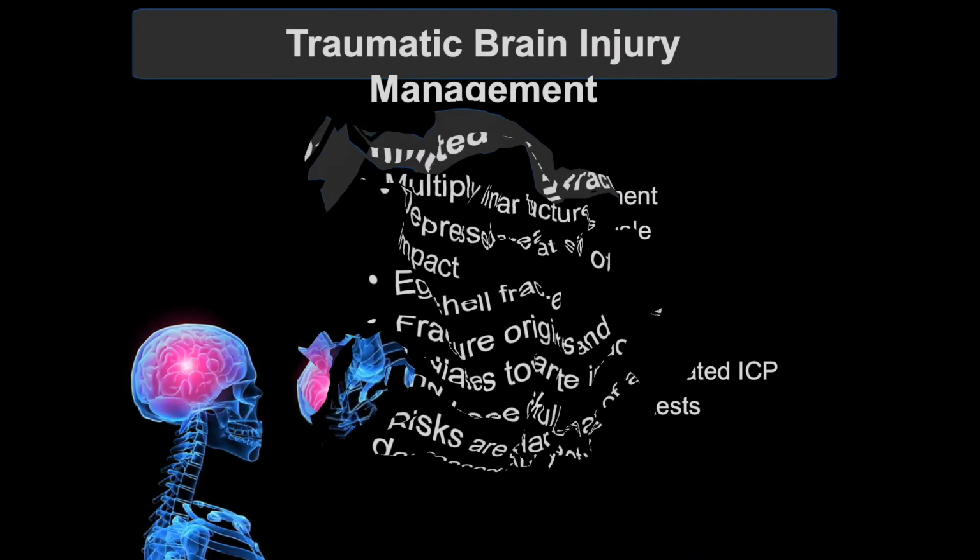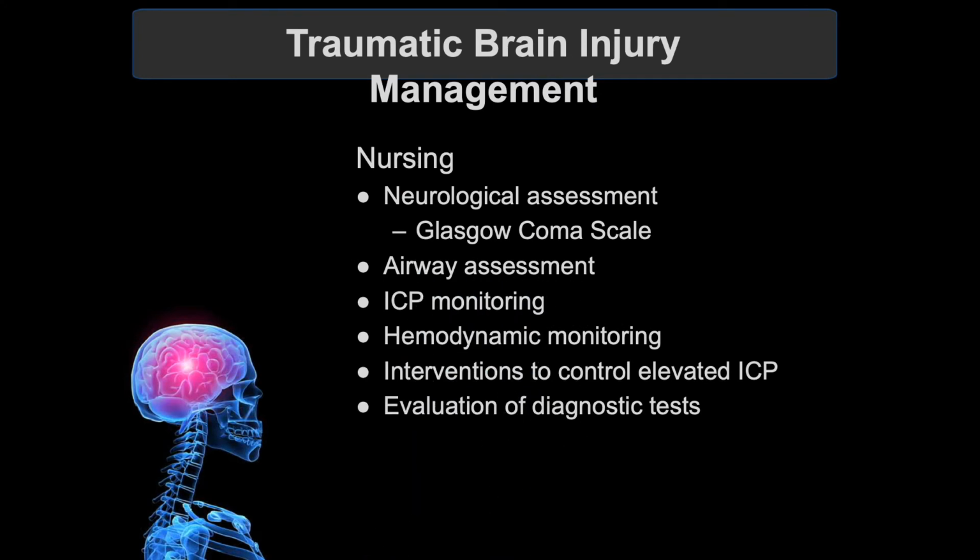Management of the patient with traumatic brain injury involves a significant amount of nursing care, including neurological assessment using things such as the Glasgow Coma Scale, maintaining and assessing airway, monitoring for complications of increased intracranial pressure, hemodynamic monitoring, interventions to control the elevated intracranial pressure, and evaluation of diagnostic tests.